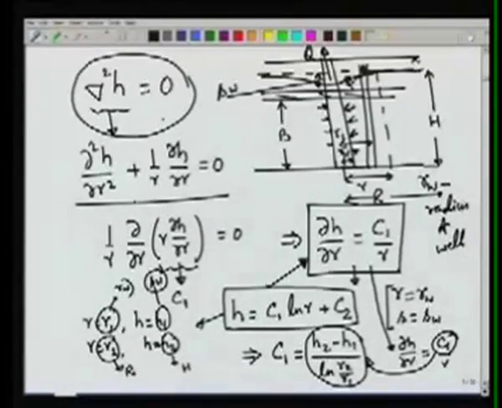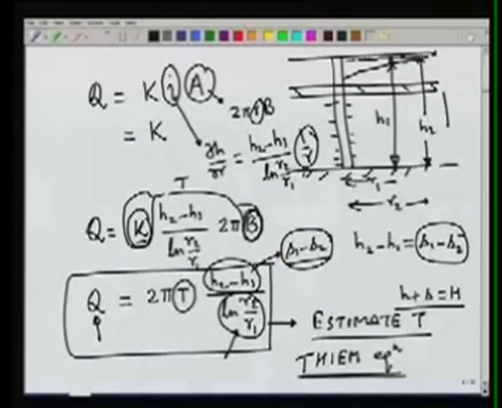For example, we had assumed that the aquifer is isotropic, so Kx, Ky, Kz are all the same. We have also assumed that the aquifer is homogeneous, that means K is not changing from place to place. We have assumed that the thickness of the aquifer remains constant, so this B is a constant value. So if all these assumptions are satisfied, then for a steady state flow towards a radial well, Thiem's equation can be used.